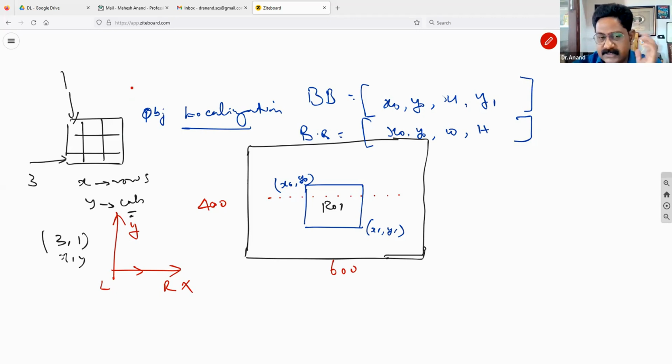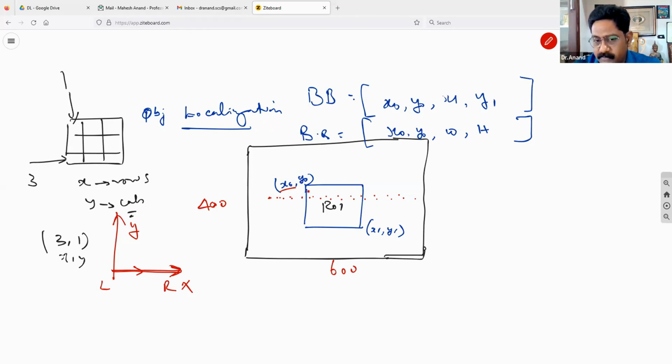Whichever way we are convenient with normal matrix indexing, like X means row, Y means column, we are going to completely reverse that idea in the Cartesian coordinate system. Whenever I talk about x here, that means I move from left to right, I mean I talk about the columns. That means x0 is a column, column number x0 to column number x1.